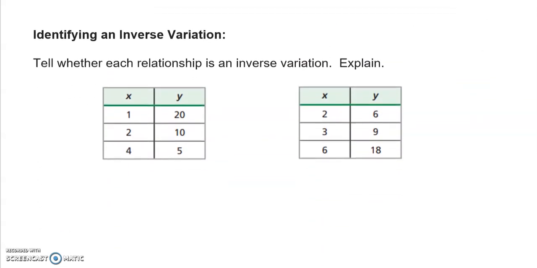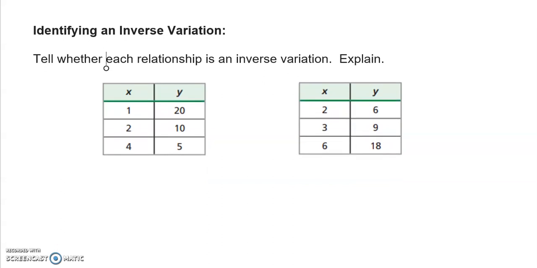So now we're going to see if we can find an inverse variation from two tables. If we look at the table on the left, we have x as 1 and y is 20. So if we multiply those together, we get 20. If we multiply 2 and 10, we also get 20. And 4 and 5 multiplied together is 20.